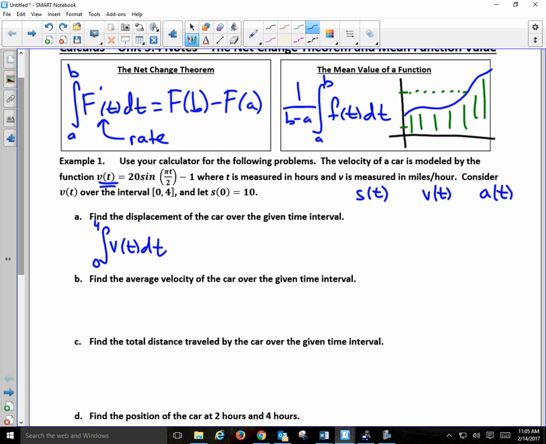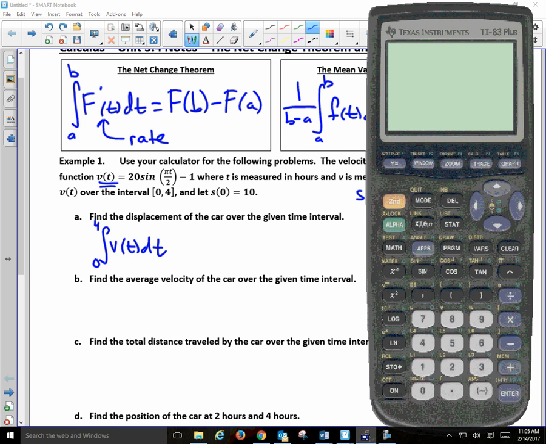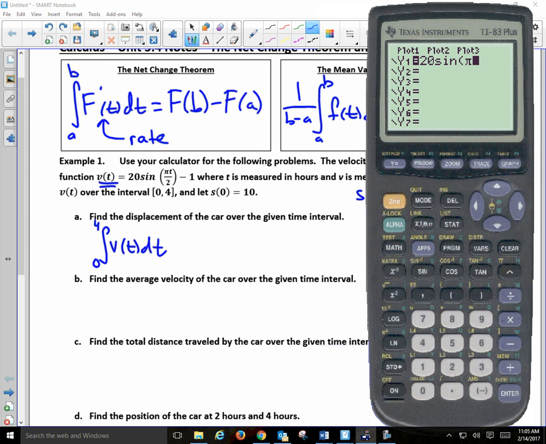You don't have to actually write out the rule for the function; you can just say v of t. Now we're going to plug that into our calculator. Turn my calculator on, go into y equals. There are a lot of operations today that you're going to want to try with me to make sure you know how to use them. Sine of, grab pi times t divided by 2, and then we subtract 1.